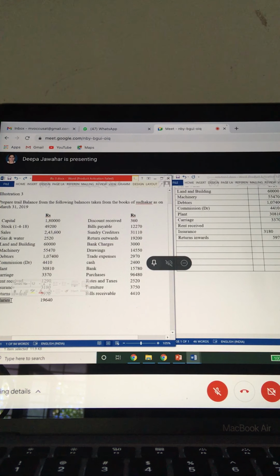Salaries expense. It's debit. Salaries expense debit. Discount received. Discount received എന്താണ്? It's revenue. Income. Not revenue, it's income. Income.